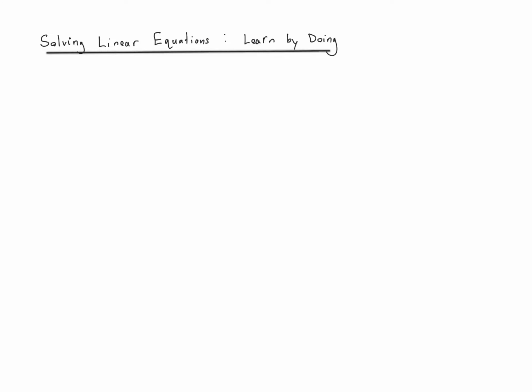Now that we've looked at solving linear equations with fractions, as well as contradictions and identities, we're going to do our second learn by doing activity for solving linear equations. So here, instead of just watching me solve problems, you're going to be participating in the problem solving process. We're going to do 2 problems together and then have another quick discussion about a third. So let's jump in.